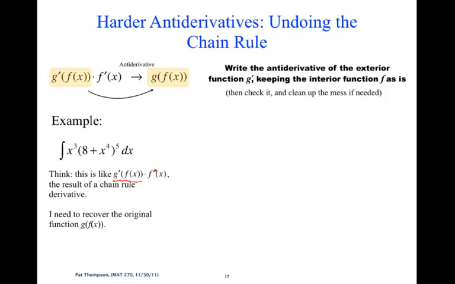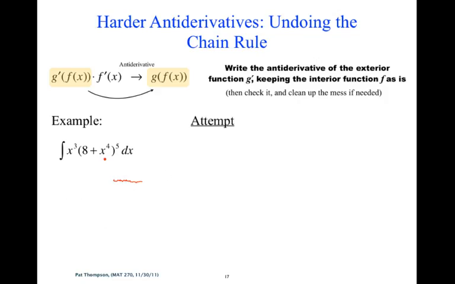And as a check of that, the other part, this x cubed, should be essentially the derivative of the inside here, right? Is x cubed essentially the derivative of 8 plus x to the 4th? Yes, we're off by a factor, and that's no problem, right? So yes, x cubed is essentially the derivative of 8 plus x to the 4th. Therefore, the x cubed is the f prime part. All right, so what's our attempt going to be? Now that we've got our right focus point, we're just going to do the antiderivative of the exterior function, and we're almost done.